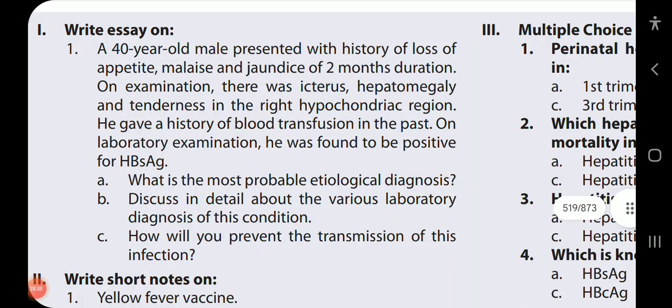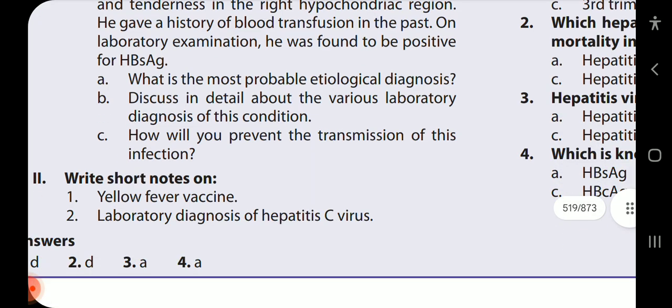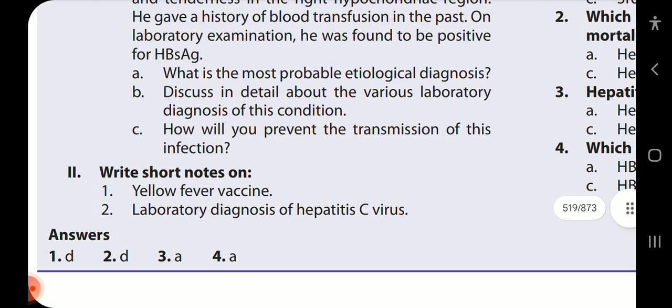Write an essay on a 40-year-old male presented with a history of loss of appetite, malaise, and jaundice of 2 months duration. On examination, there was icterus, hepatomegaly, and tenderness in the right hypochondriac region. He gave a history of blood transfusion in the past. On laboratory examination, he was found to be positive for HBs antigen. So clearly, it is a case of hepatitis B, which is the most probable etiological diagnosis. Discuss in detail about the various lab infections and how you can prevent them. This all we can write. Now the short notes on yellow fever vaccine, lab diagnosis of hepatitis C virus we can write.